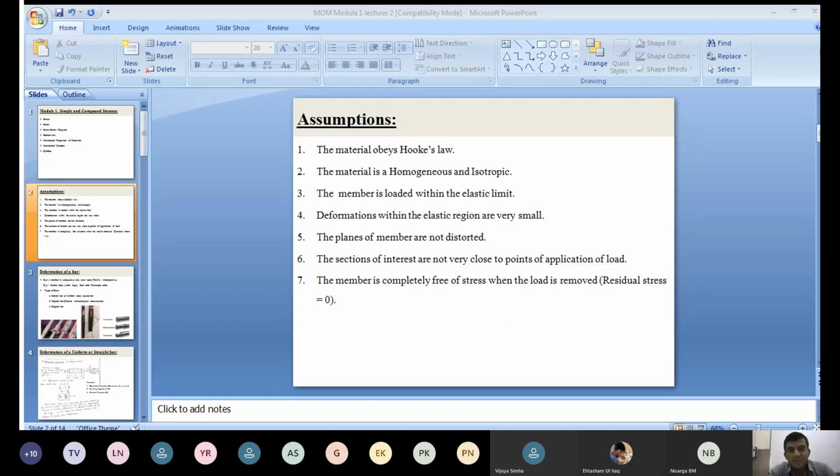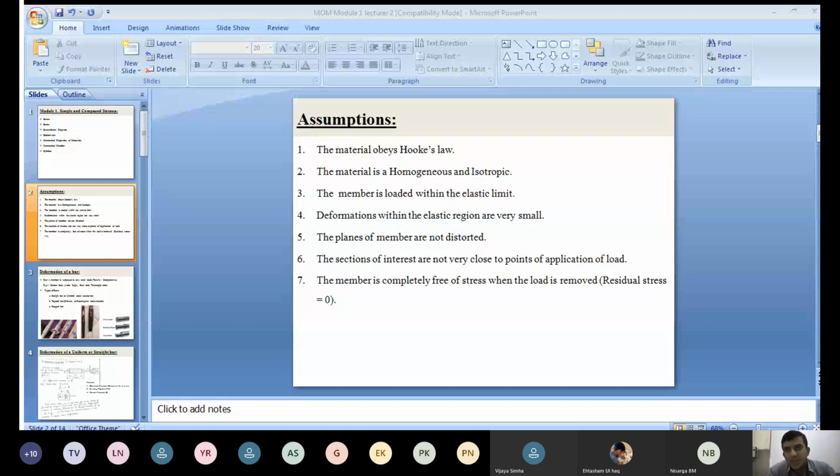Next, the sections of interest are not very close to points of application of load. Now, if you apply a load here and pass an arbitrary cutting plane, I want to study the stresses induced throughout the length of the bar. Suppose I'm applying a load at this end. If you pass the arbitrary cutting plane here, the stresses are more.